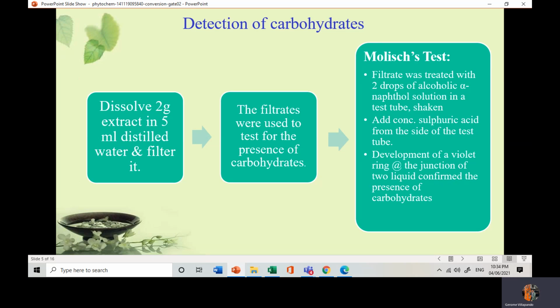Now, detection of carbohydrates. The process is there, but let us highlight the actual test. In the Molisch test, development of a violet ring at the junction of the two liquids confirmed the presence of carbohydrates. Again, the development of a violet ring at the junction of two liquids confirmed the presence of carbohydrates.